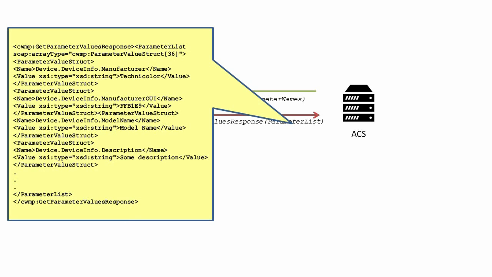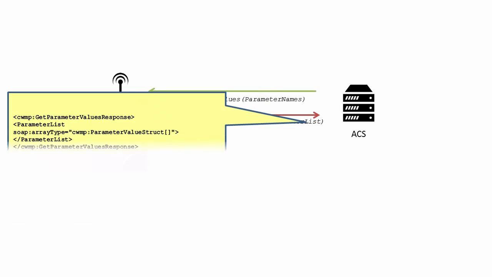If GetParameterValues contains a partial path and that path contains no objects or parameters, the GetParameterValues response must provide an empty parameter list and must not throw an error.